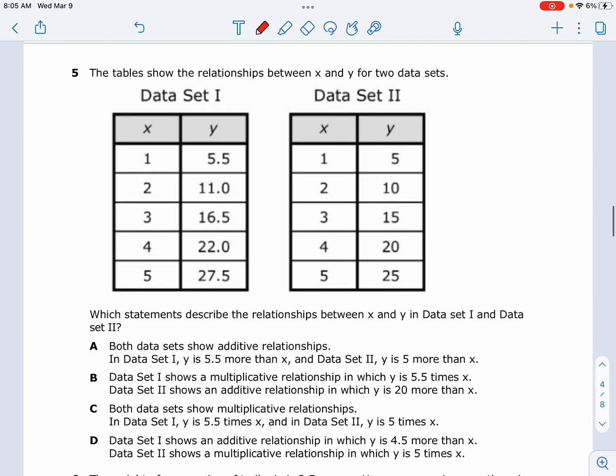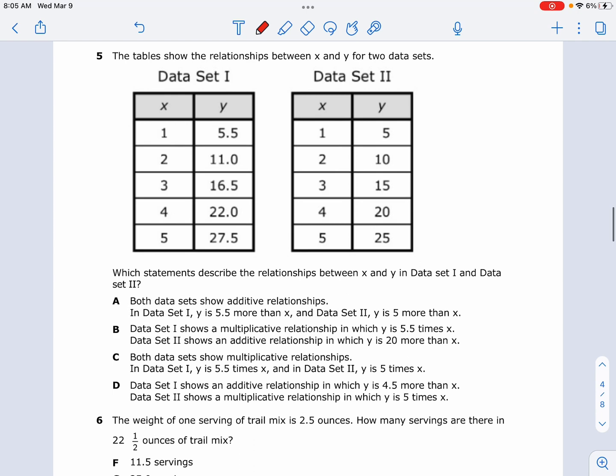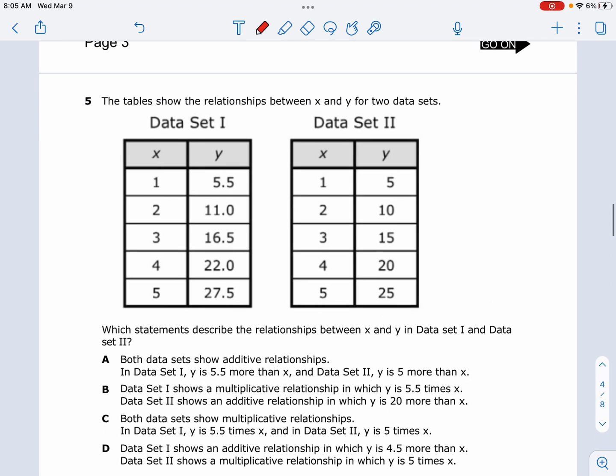Okay, number 5. The table shows the relationship between x and y for the two data sets. Which statements describe the relationship between x and y in data set 1 and data set 2? Okay, let's go and look at our table before we even look at our answer choices. Again, how am I getting from my x to my y in data set 1 and my x to my y in data set 2? What is my pattern? What do I notice as I'm going from 1 to 5.5, 2 to 11, 3 to 16.5, 4 to 22, 5 to 27.5?